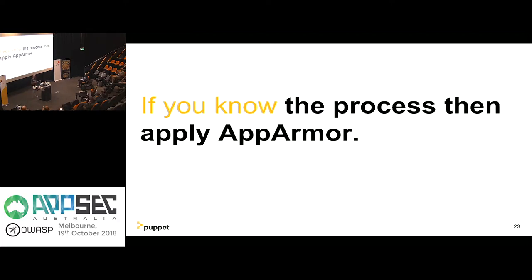If you know the only processes running, then apply AppArmor. I'm a Debian person, an Ubuntu person. I use AppArmor, sorry, Red Hat people. If you like Seccomp, use Seccomp. But if you know what's running or what needs to run in the application, then only allow the container to have access to that.